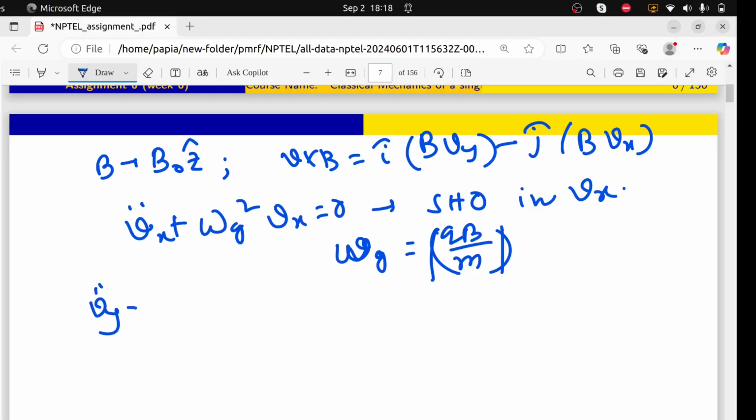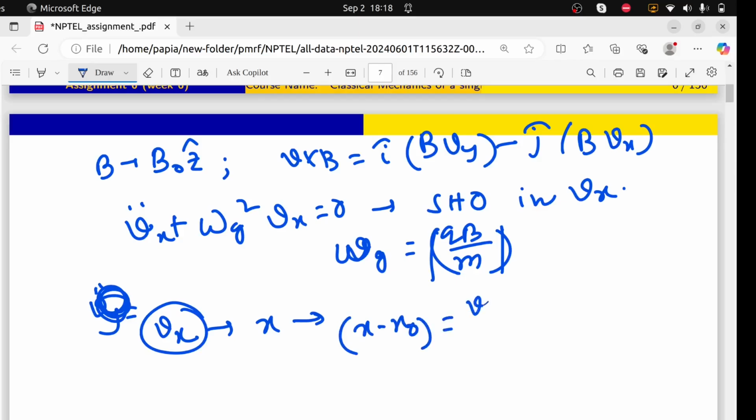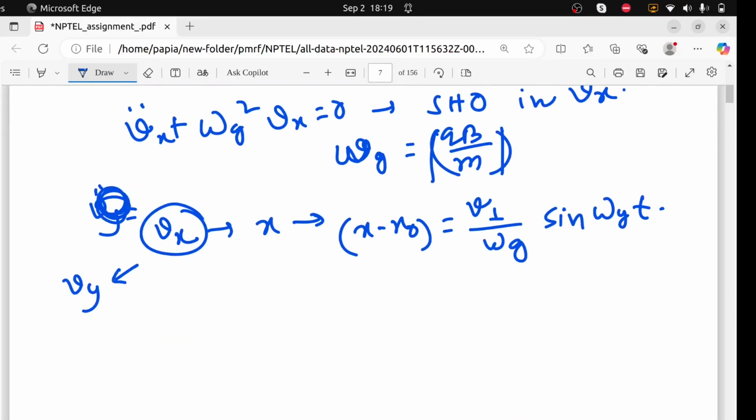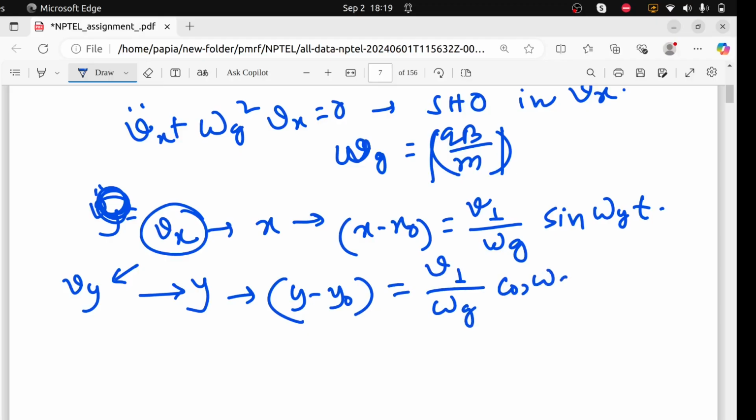Now coming to the Vy as well. So for Vy double dot, I can see one thing similarly. Not Vy dot, here we can see the Vy expression directly. From Vy I can already say the expression, and as I get the Vx expression, from there I can get the x expression. So x minus x0 is V perpendicular by omega z sine omega z t, and as I can get Vy from Vx, I can get the y value, which is V perpendicular by omega z cos omega z t.